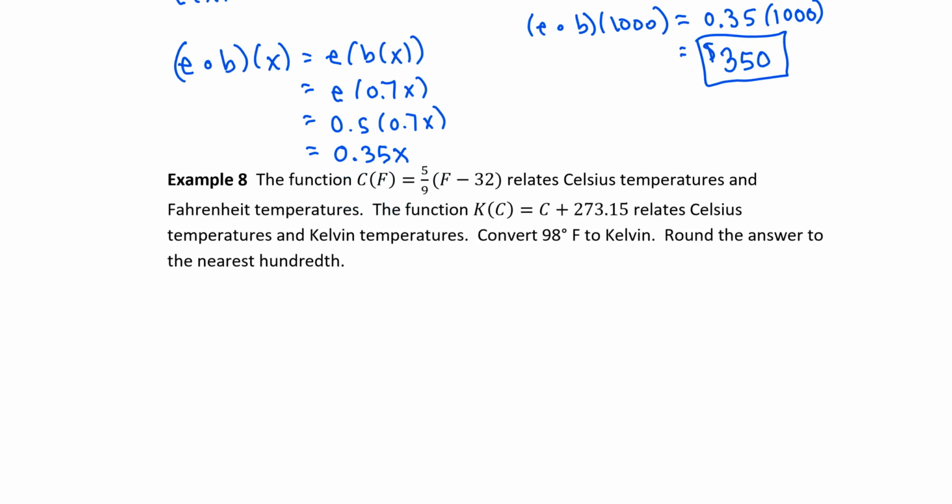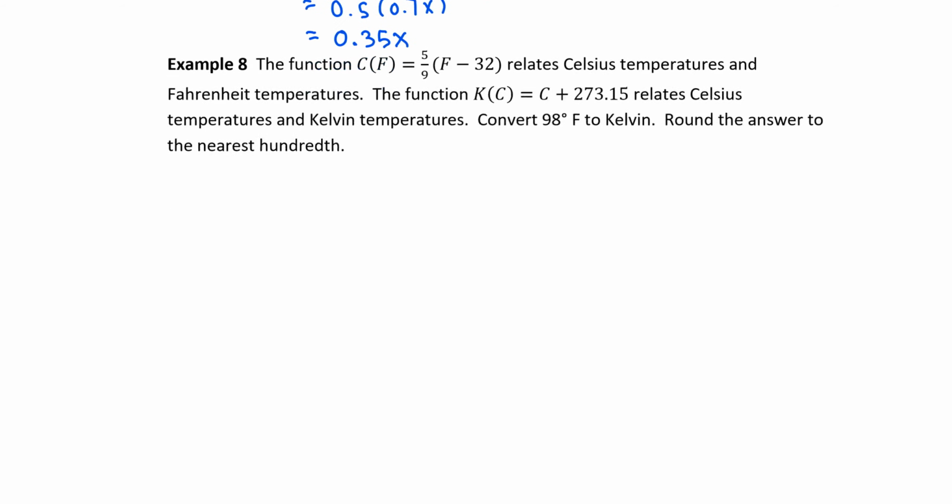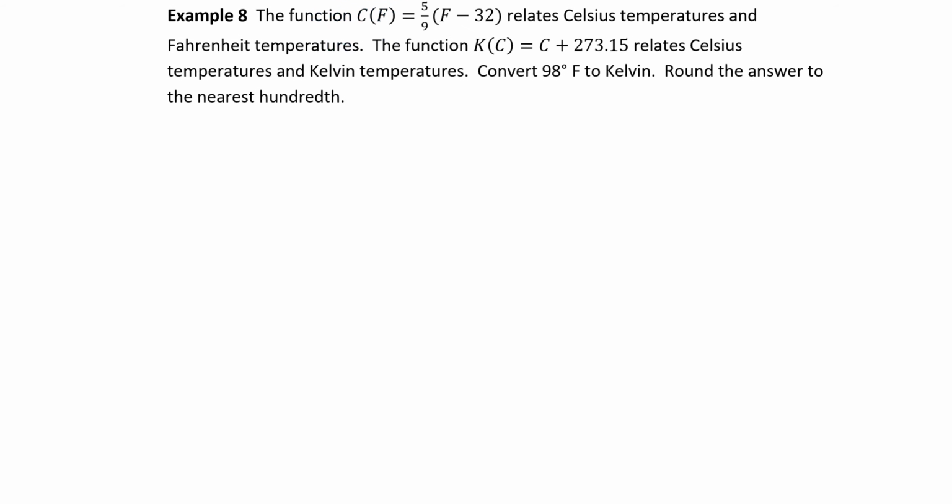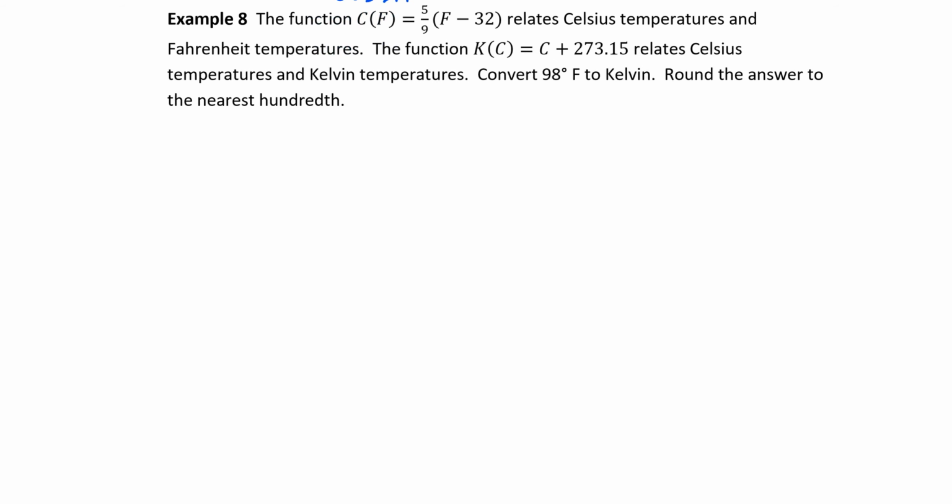Another place you might come into contact with the composition is maybe in a science class, maybe a science lab where you're converting Celsius to Fahrenheit to Kelvin. That's what example 8 deals with. The function C of F equals 5/9 times (F minus 32) relates Celsius temperatures and Fahrenheit temperatures. The function K of C equals C plus 273.15 relates Celsius temperatures and Kelvin temperatures.